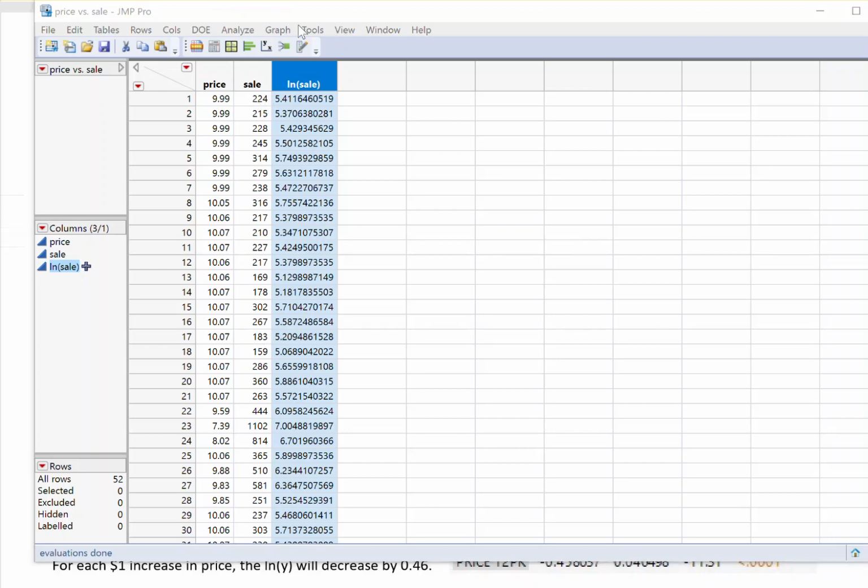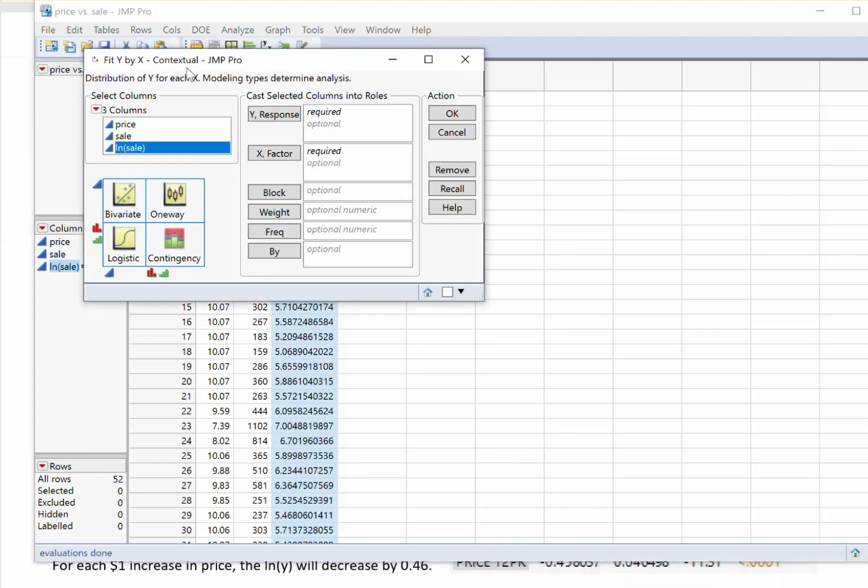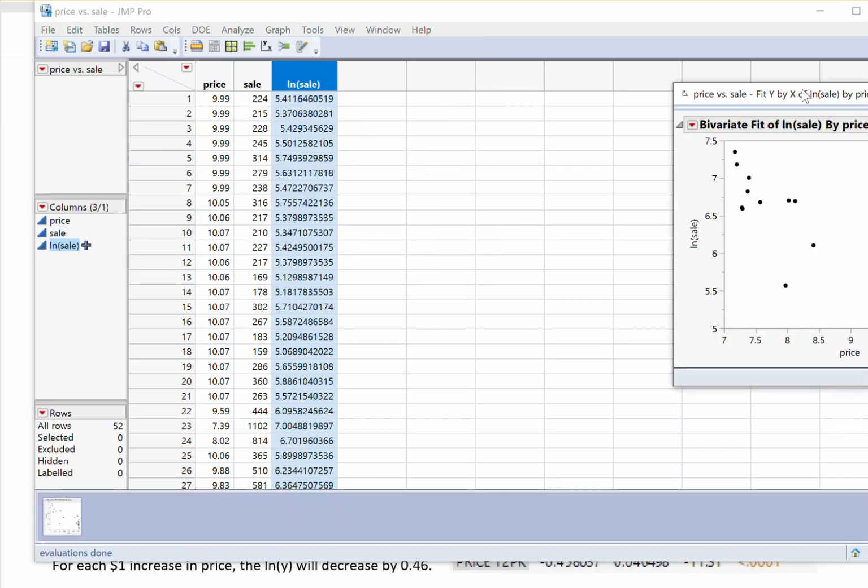And then we can do the regression for the x, with natural log of y. Alright, so now we can do the analyze, fit y by x. Now the x will be still the price, but now my y, my response variable, is not the cell anymore. It will be the natural log transformation of the y. Alright, I want to do the regression based on these two variables. Alright, and then click OK.